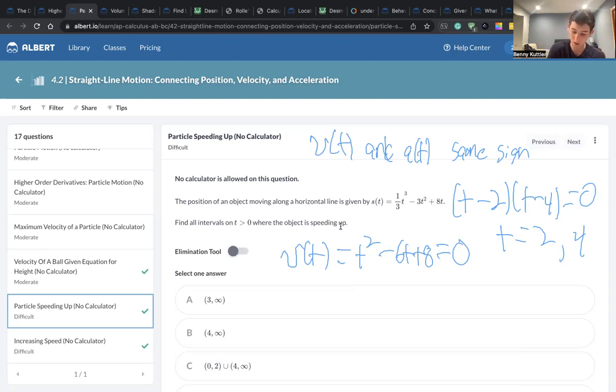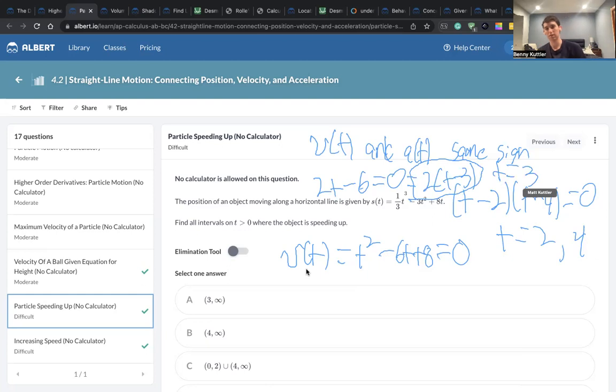So to find out at what points they have the same sign, we also have to look at the acceleration function. So the acceleration is just the derivative of this v right here. So we can use the power rule. 2t minus 6 equals 0, which equals 2 times t minus 3. t equals 3 is 0. So let me clean this up a little bit. Still not that clean, but we can work with it.